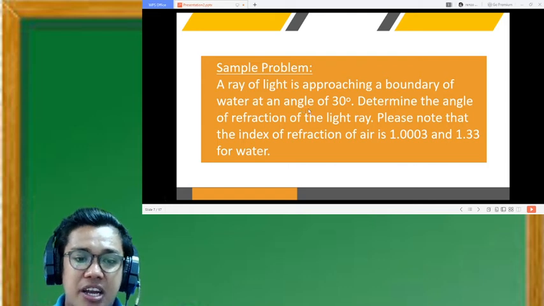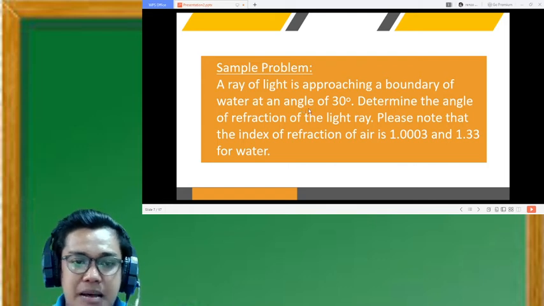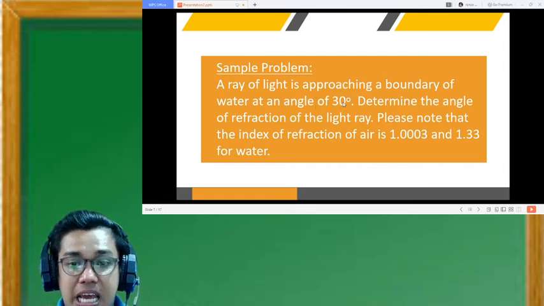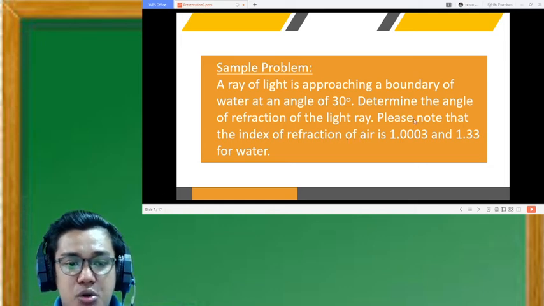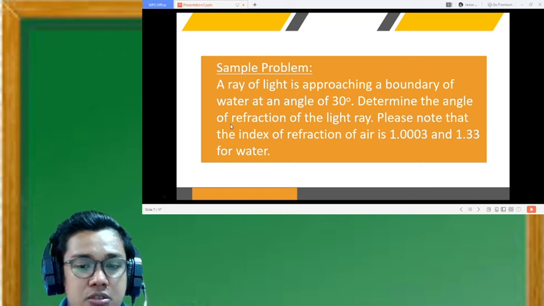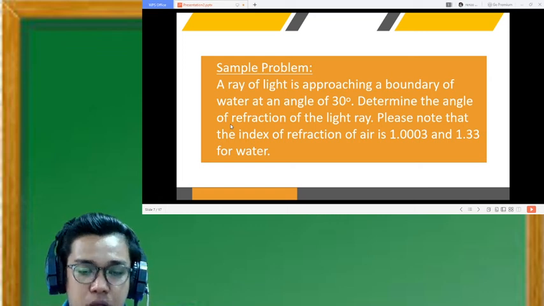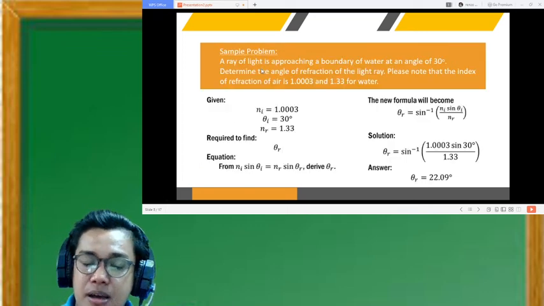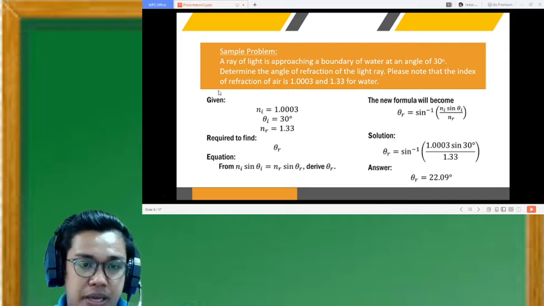Okay, we have here a sample problem. The sample problem tells us a ray of light is approaching a boundary of water at an angle of 30 degrees. Determine the angle of refraction of the light ray. Please note that the index of refraction of air is 1.003 and 1.33 for water. So, let us solve that. So, this is the sample solution.